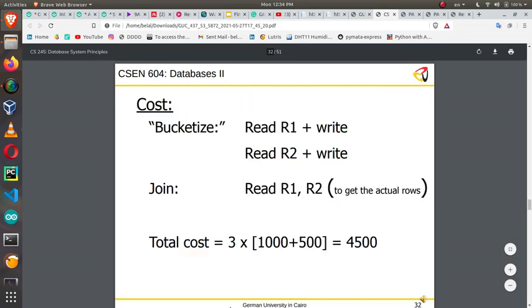So the cost will be 3 times: reading R1 and reading R2 to hash both relations, then reading the hashed buckets of R1 and R2 to join them. Please go back to the lecture to understand the theory, the issue of caching that made us multiply by 3, not by 4 or by another factor.